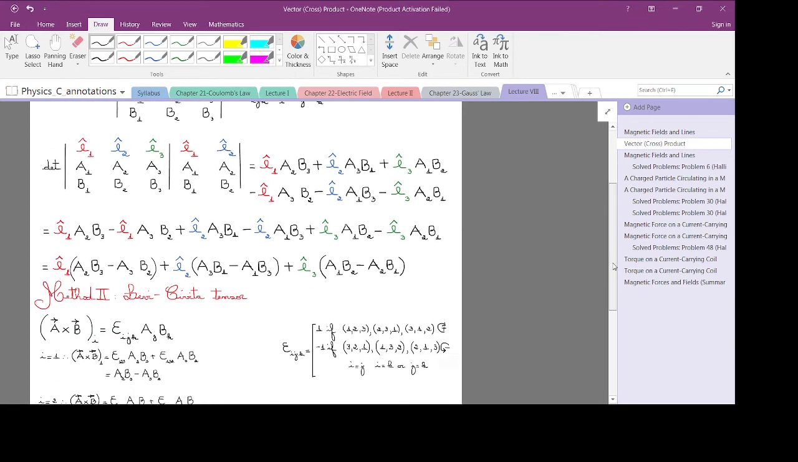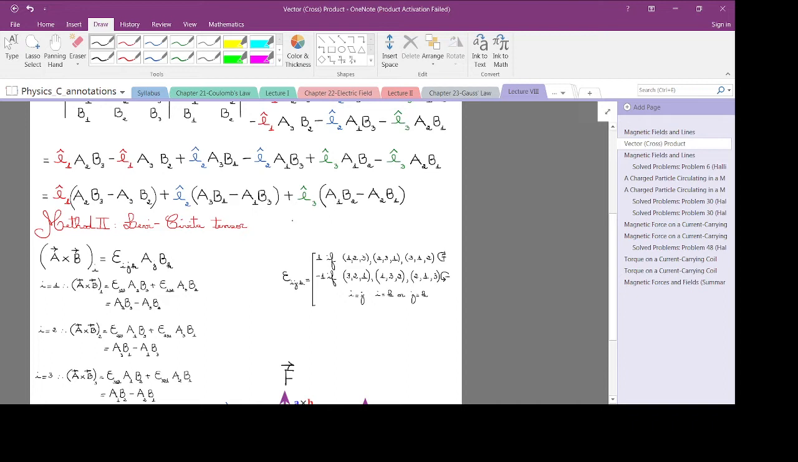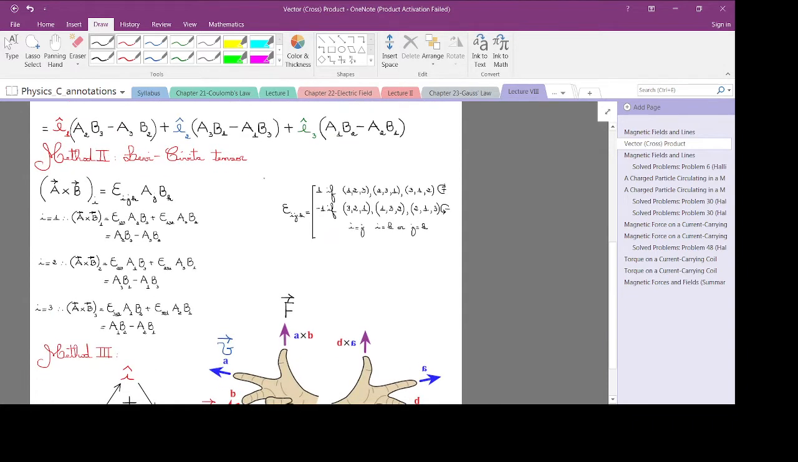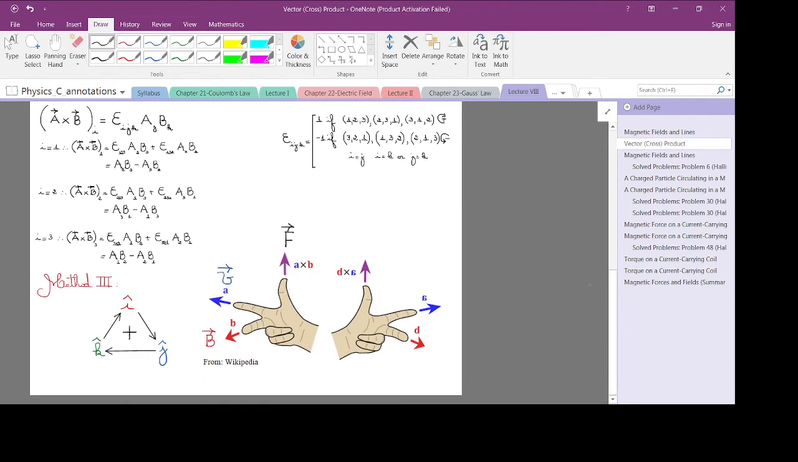You also have the index notation, like the Levi-Civita tensor. I don't know if you guys are familiar with this method. I'm going to leave it here, so if you want to try, I can solve some problems for you using this notation. Physicists particularly like this notation because it's very compact. But for engineering in general, we use this.